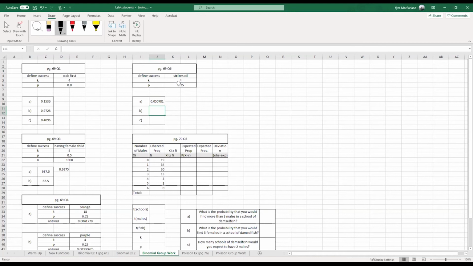For B, what is the probability that he will not strike oil? So not at all. Completely failing would be binomial.dist, strikes oil on 0 out of 4 wells. And finally, in how many wells should he expect to strike oil?